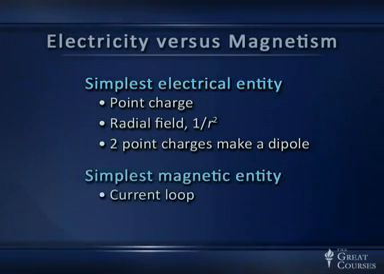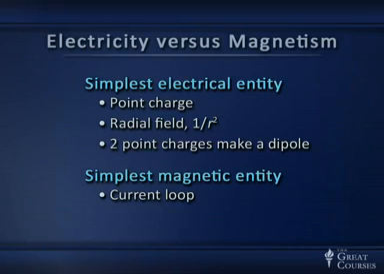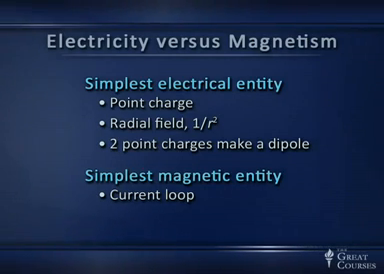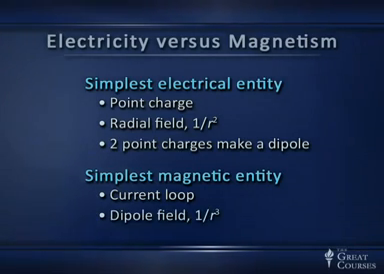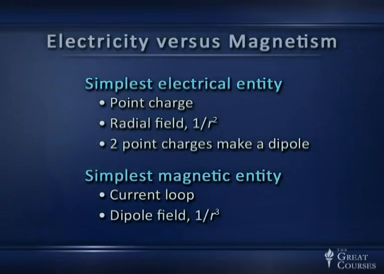The simplest magnetic entity, in contrast, is the current loop. We can't have, at least in steady state, and we'll talk more about that later on, a current that isn't forming a complete loop. So the simplest thing you can make magnetically is a current loop, and a current loop is basically a dipole, and it makes a dipole field that falls off as 1 over r cubed.